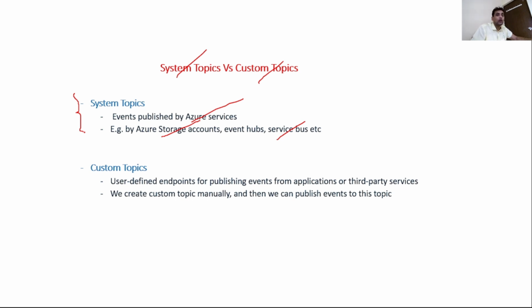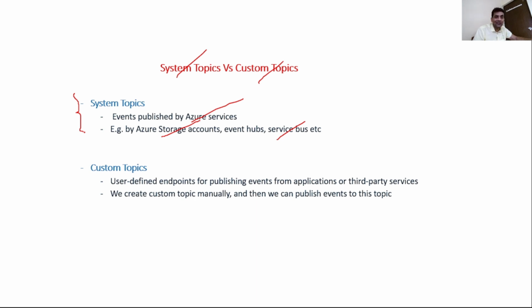But let's say you have some third party service, or some customized service, and you want to generate your custom events. For example, you have user registration service, and let's say a new user record is added, or a new car record is added. Of course you will store this information in your database, and now you have to publish this event information to some centralized location from where that information should be broadcasted to multiple services, right? So in that case, we can use custom topics.